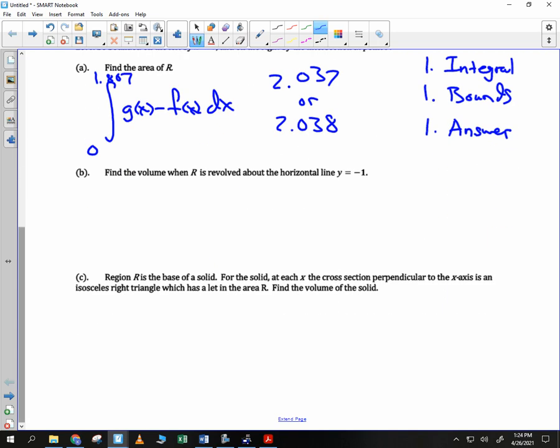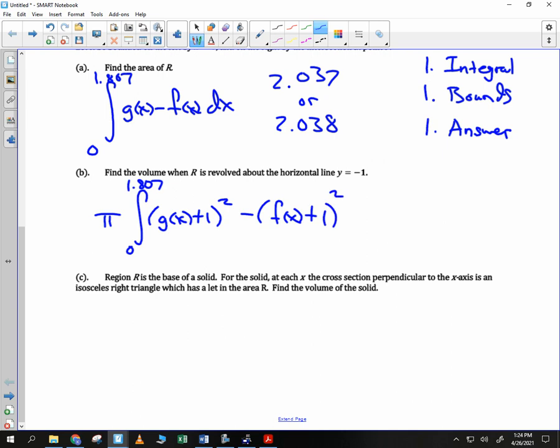Excellent question. Find the volume when r is rotated about the horizontal line. You should get a washer, and you would have pi times the integral from 0 to 1.807 of g of x minus -1, so it's plus 1, quantity squared, minus f of x plus 1, quantity squared, dx. So that's that integral. You should have 1 point for the integral, 1 point for the bounds, and 1 point for the answer.